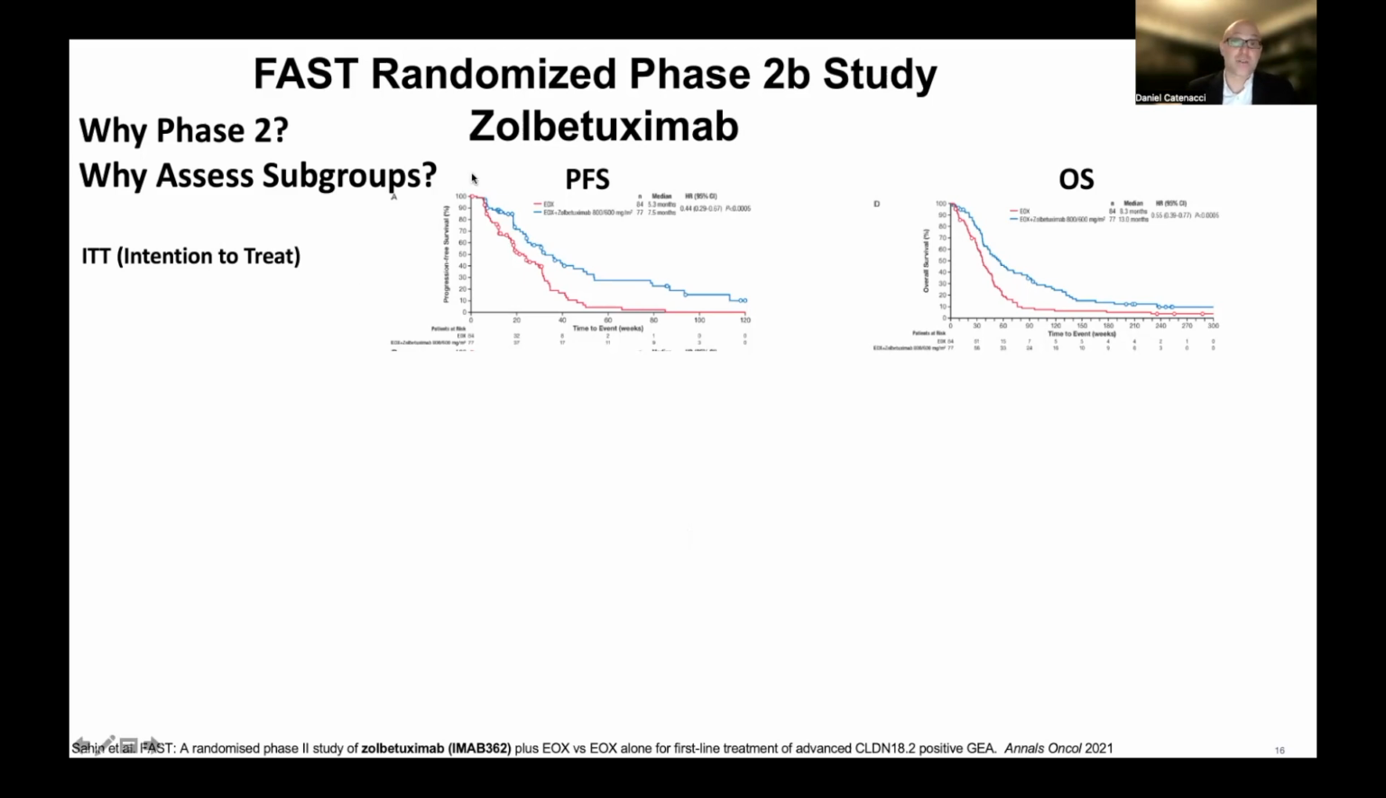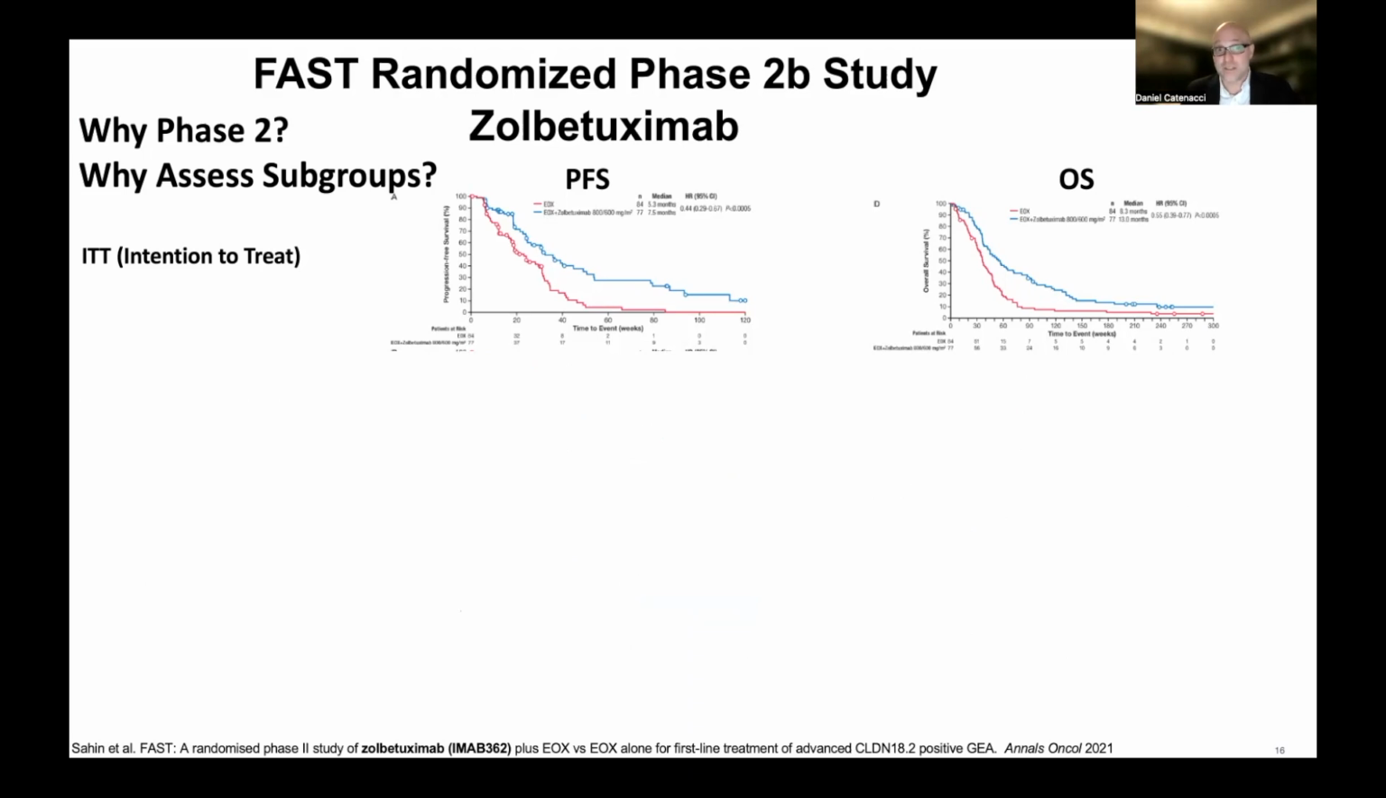And you can see that there's a clear benefit with PFS, progression-free survival, and a clear benefit of overall survival. And the study design was, again, chemotherapy with epirubicin, oxaliplatin, and capecitabine, with or without zolbetuximab. So in this case, it was a positive study, and now we know in retrospect that the phase 3s are positive. Why was this step necessary?